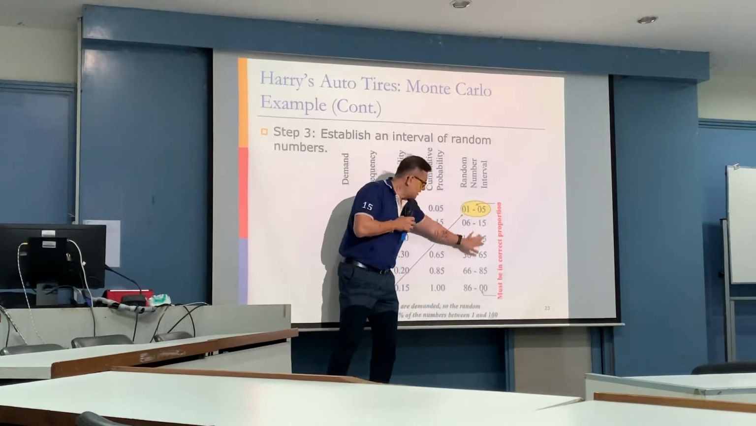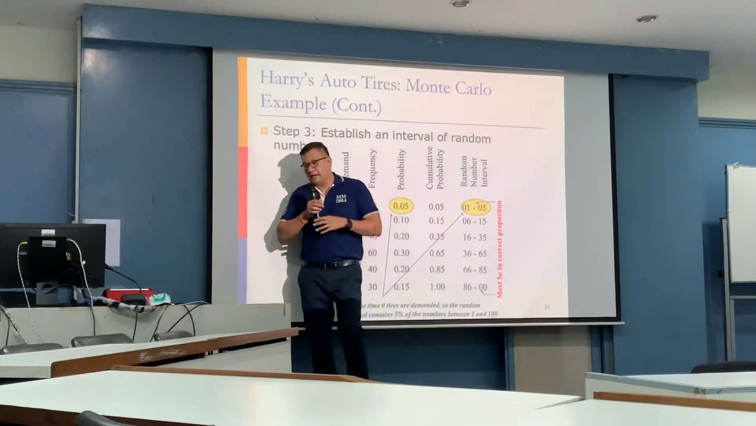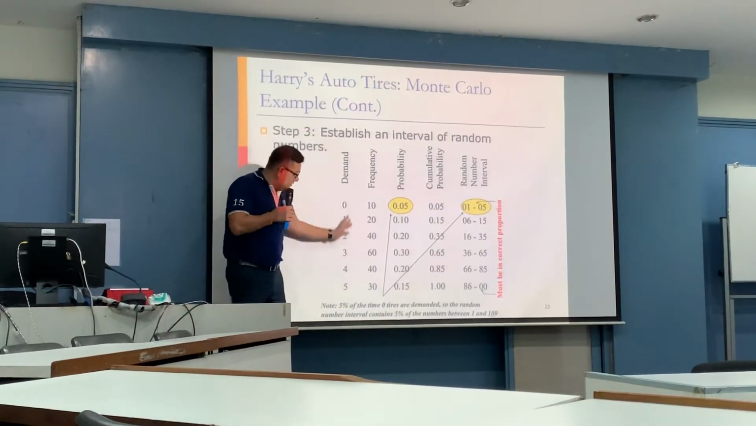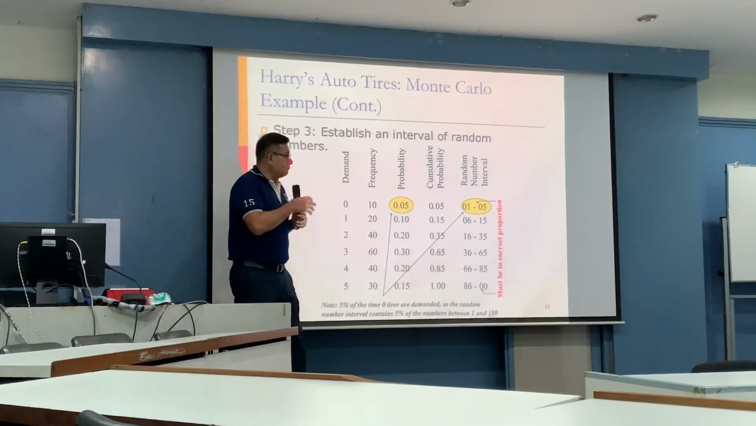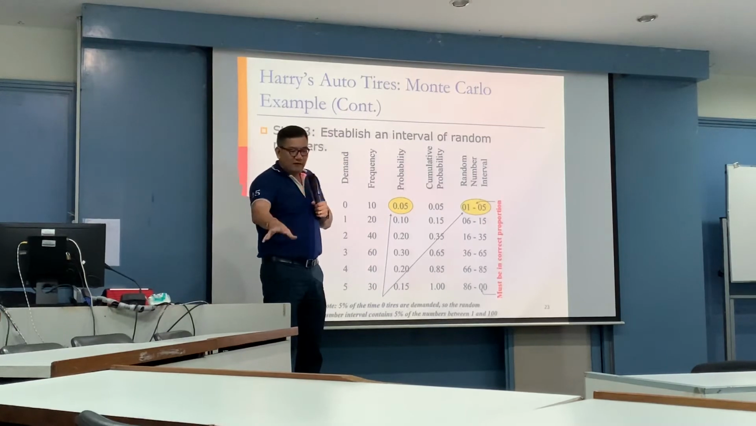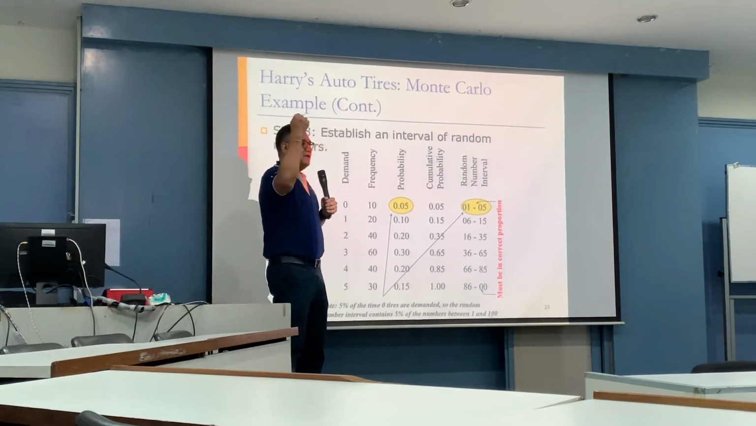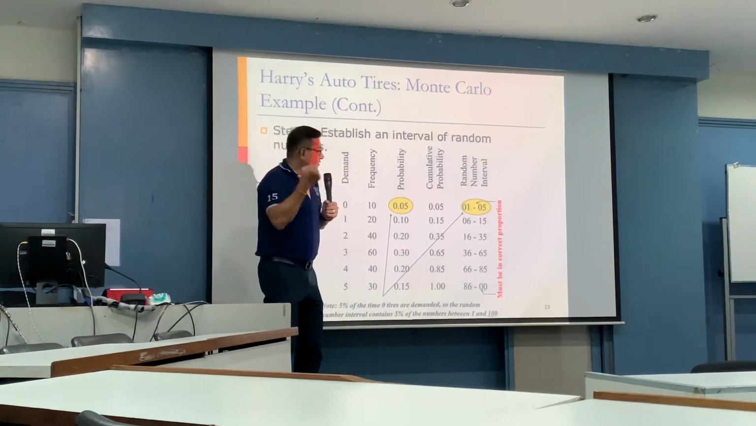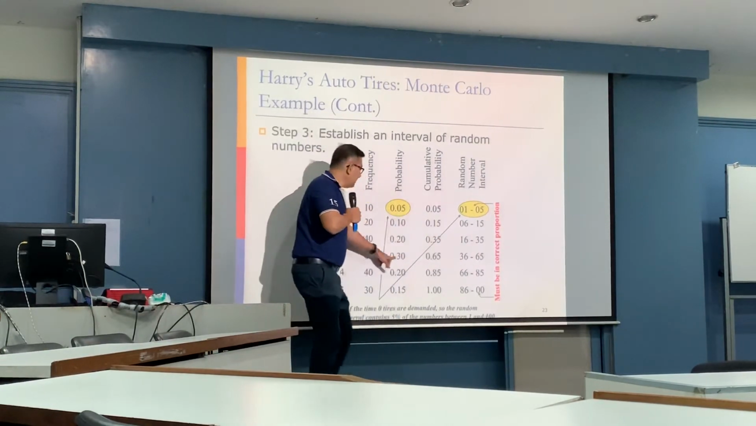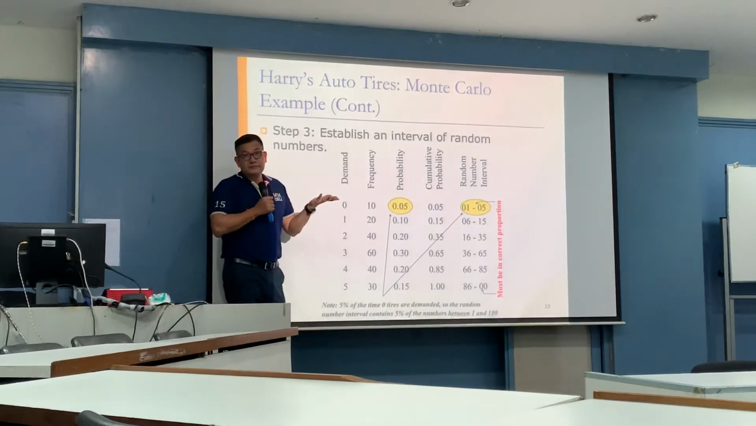So what does this mean here? In the last column, we have the range of random number intervals that we use, represented for each demand. So if I let you pick a random number from the basket, and you pick, let's say, 40. 40 is in the range of 36 to 65, right? So it means demand equals 3.